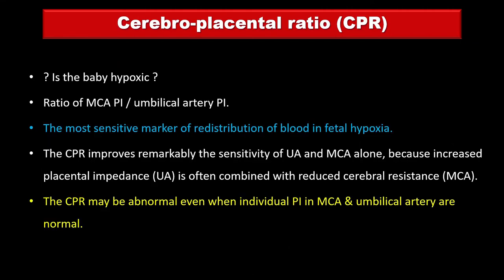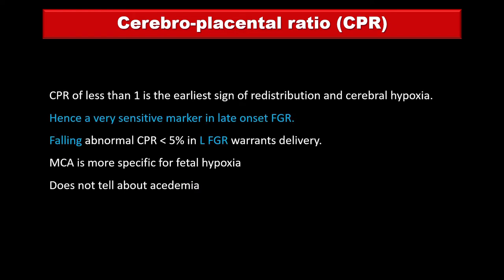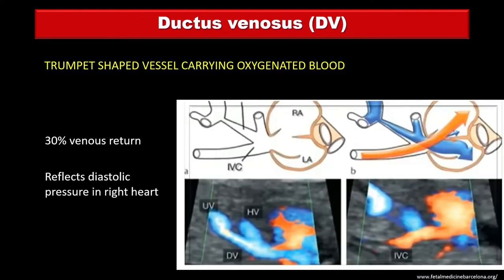Coming to CPR, this also tells us if the baby is hypoxic, and it is more sensitive to tell us about redistribution of blood in hypoxia than the individual MCA PI and umbilical artery PI. It is a sensitive marker in late onset FGR, and CPR of less than 5th centile, and more so the falling centile, is important for late onset FGR to warrant delivery.